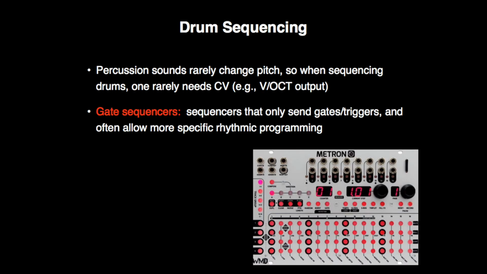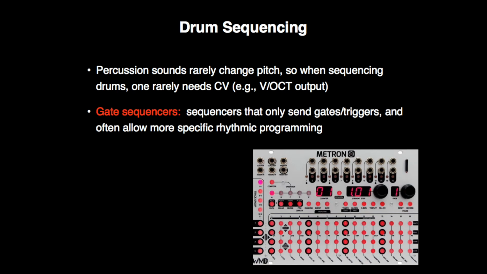So with regard to drum sequencing, one thing that we have to think about is that percussion sounds rarely change pitch. So when we're sequencing drums, we don't really need control voltage. That is, we don't need a voltage that's going to go to the volts per octave input on an oscillator. We really just need the gates.